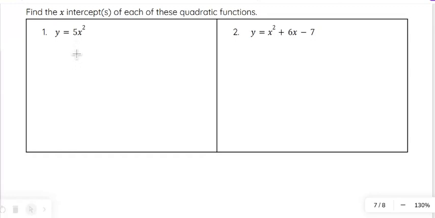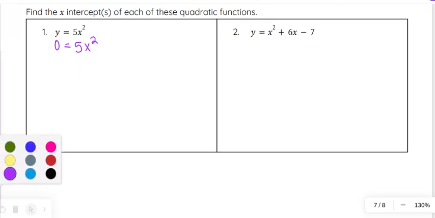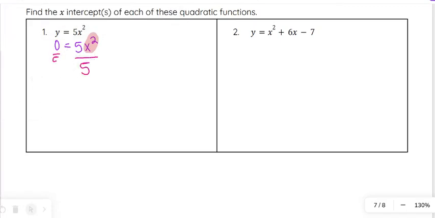To find the x-intercepts, we're going to plug in 0 for y. So this is going to be 0 equals 5x squared. On this one, we are going to use the square root method because there is no x with the x squared. It's just an x squared. So I can go ahead and get x squared by itself. To do that, I'm going to divide both sides by 5. 0 divided by 5 is 0, equals x squared.